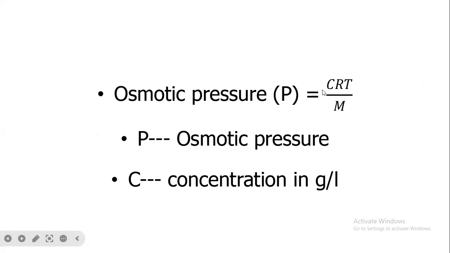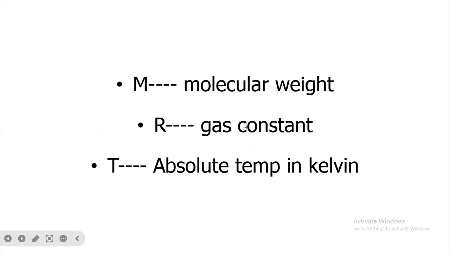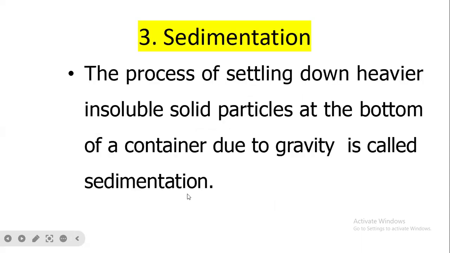Osmotic pressure P equals CRT over M. P is osmotic pressure, C is concentration in gram per liter, M is molecular weight, R is the gas constant, T is absolute temperature in Kelvin.